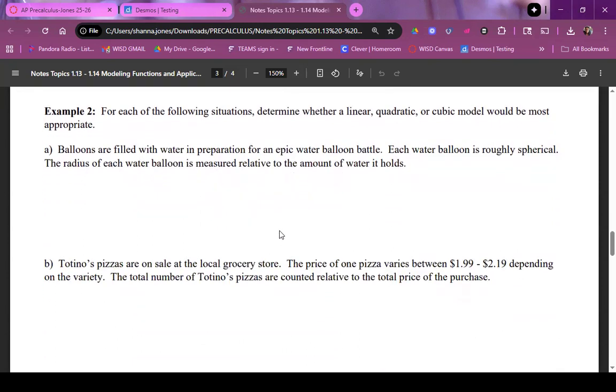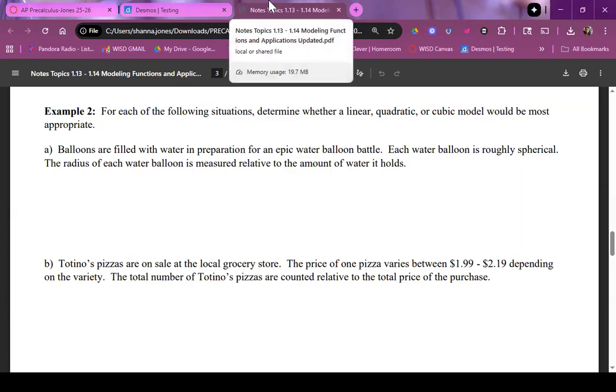So on example 2, notice that we're not given a table. Oh no, what do I do? You read and try to make a table. That is what you do, okay? So it says here, balloons are filled with water in preparation for an epic water balloon battle. Each water balloon is roughly spherical. The radius of each water balloon is measured relative to the amount of water it holds, okay?